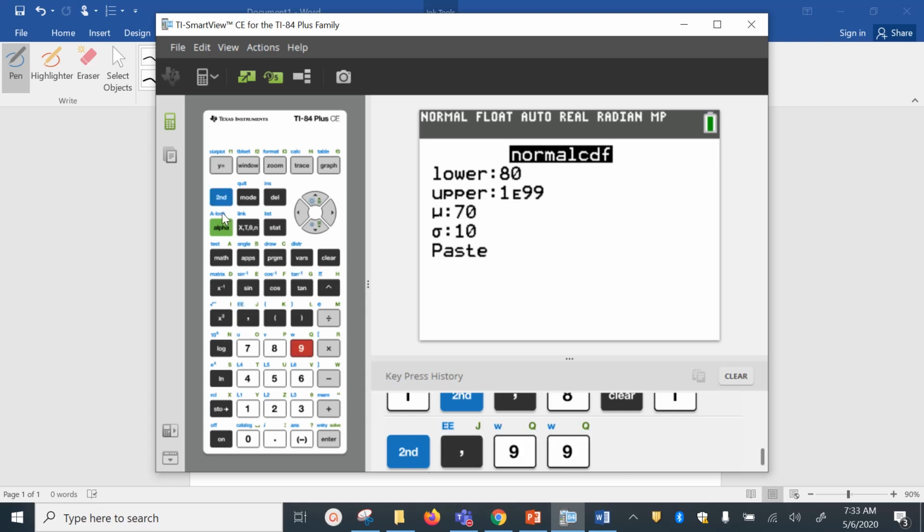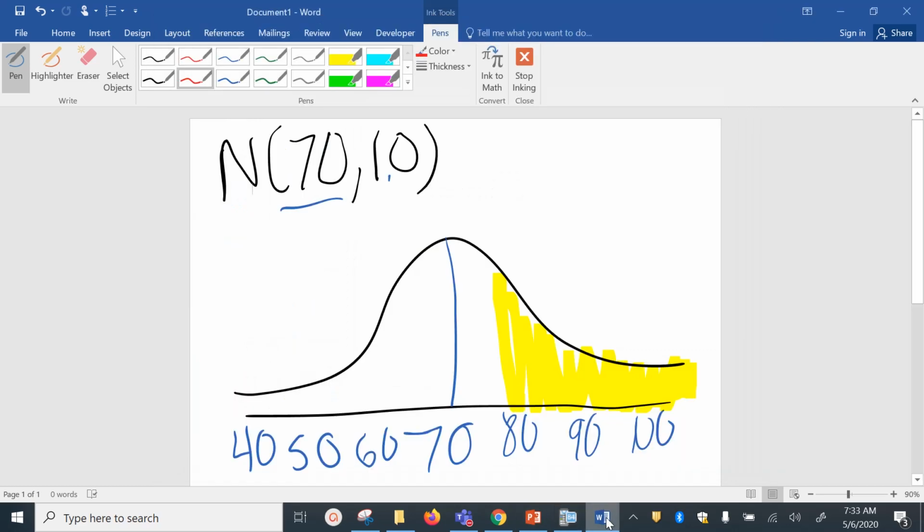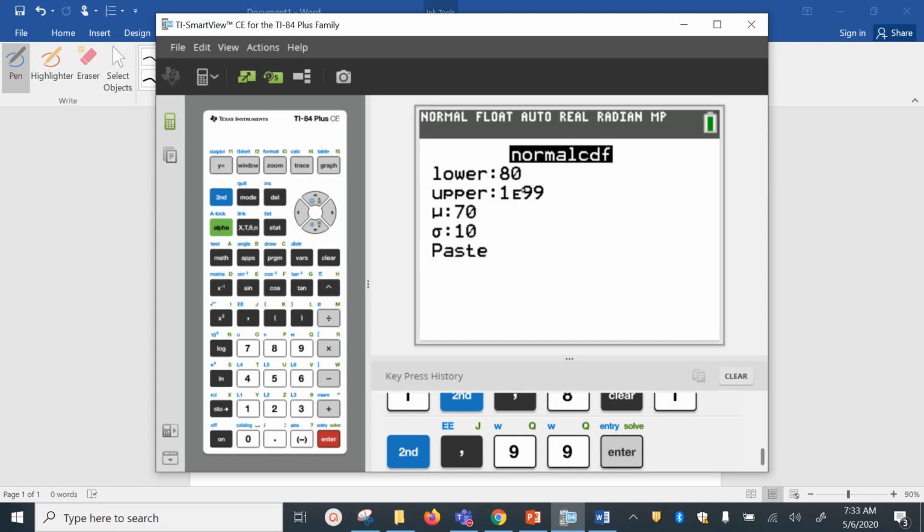By the way, second is blue and E is in blue, so that's why I need to hit second first. And all that's saying, if we go back to the picture, is start at 80 and keep on going, okay? Because that E stands for exponent, and so it's really 1 times 10 to the 99, which is a really big number. 70 is your mean, and 10 is your standard deviation.